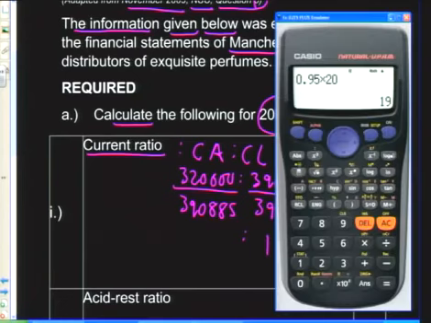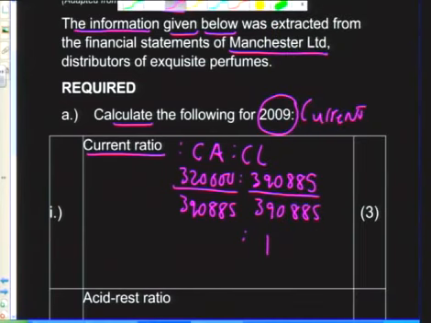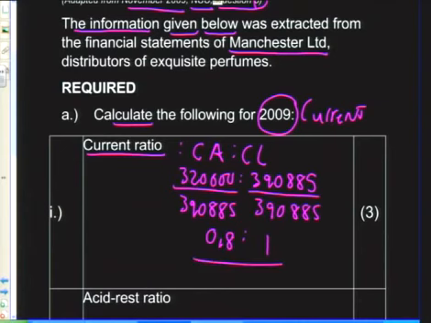Let's get the calculator out. Clear that. Okay, so taking 320,000 and we are dividing this by 390,885 to get a ratio of 0,8. Remember guys, round off to the first decimal, 0,8 is to 1. So let's fill that in. 0,8 is to 1.